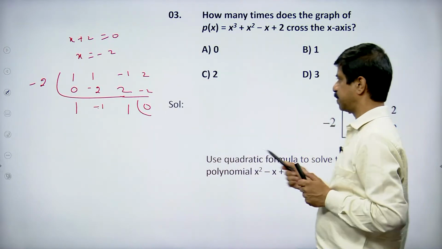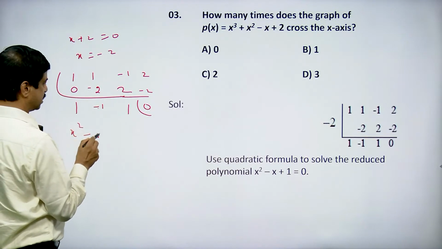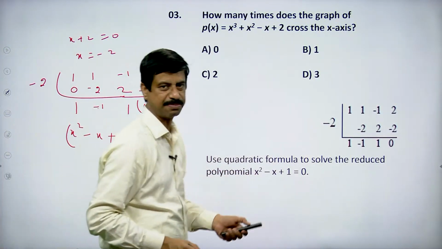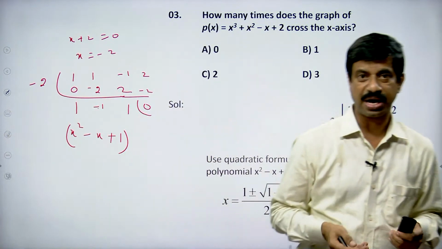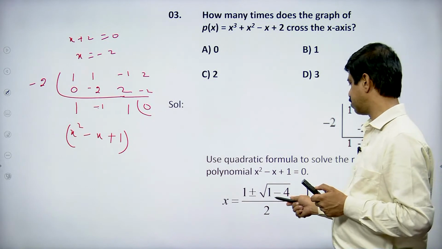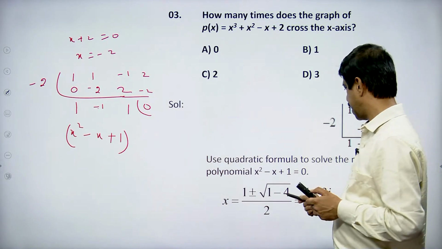If you divide this by x plus 2, you are getting x square minus x plus 1. You are left over with x square minus x plus 1. That is what I am saying. Now, does x square minus x plus 1 have factors or not? For that you find the discriminant, which is imaginary.